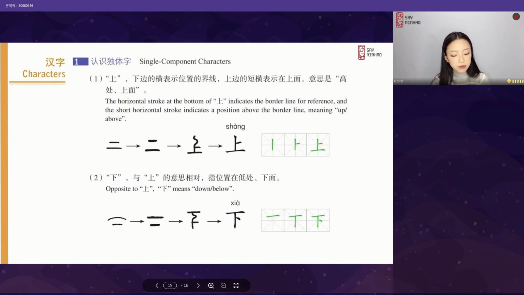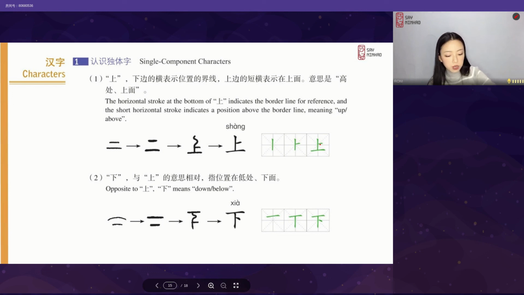Okay. Now next one, let's see the single component characters. First one is 上, which means up, above, 上. And it indicates the borderline for the upper space.